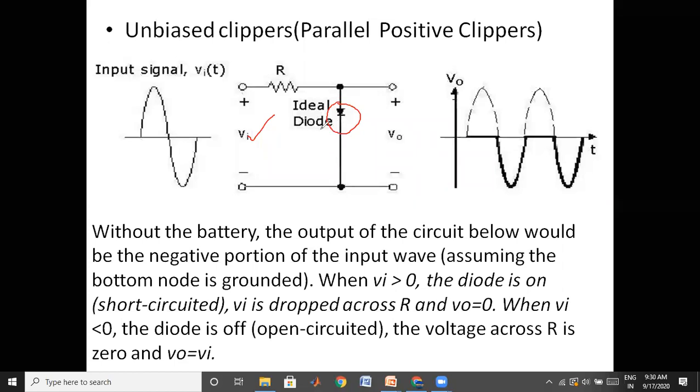When it is in parallel, this is not the load resistance. This is the current limiting resistance, because when the diode is on, you are getting a short circuit. When you make a short circuit across the input, it may damage your circuit, because a high amount of current will flow. To limit this current, we are using a current limiting resistance here.